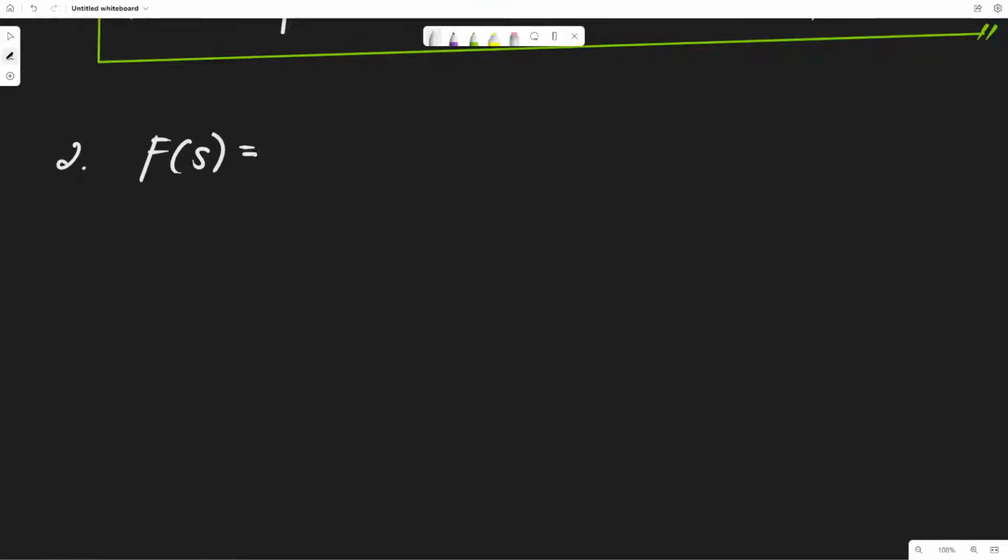f of s is equal to s plus 1 over s squared plus 6s plus 25. This is not evaluated using partial fractions, because obviously we are not operating on the denominator in terms of multiplication. You can see the operation involved in the denominator is addition. Actually, it is a quadratic expression in the denominator.